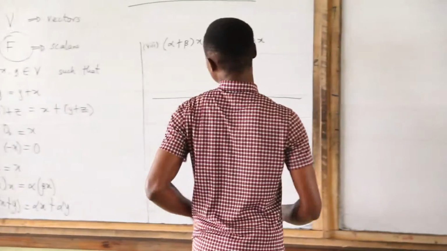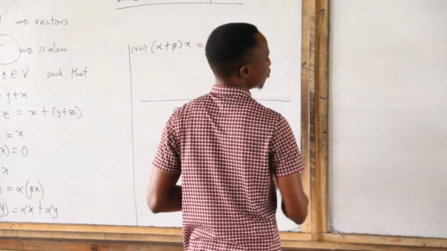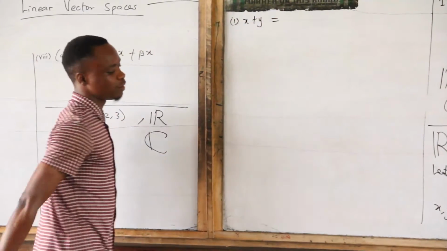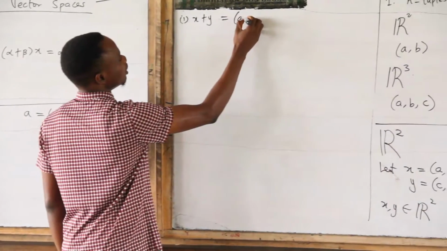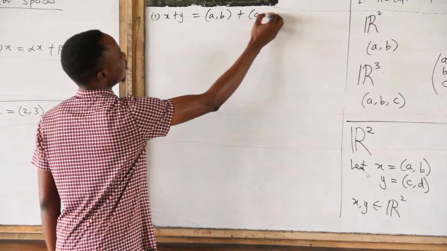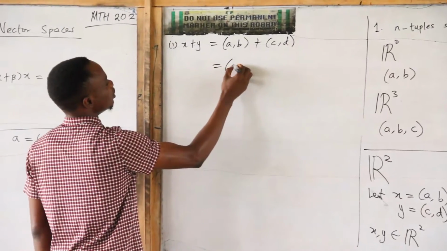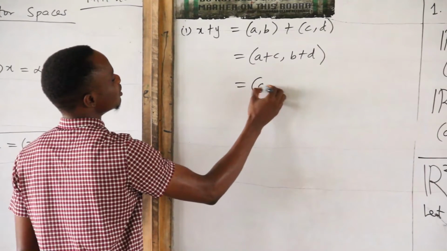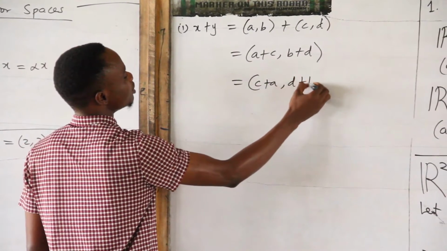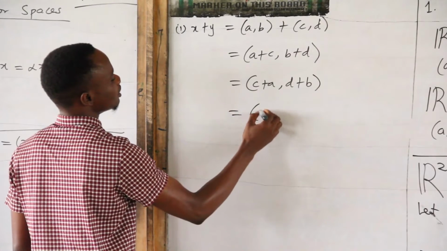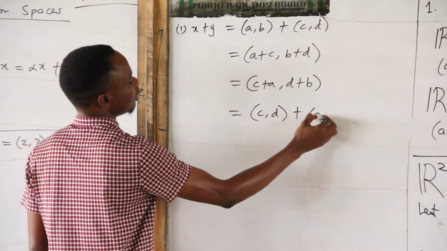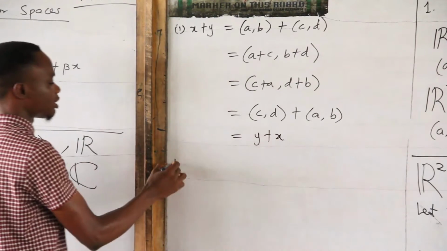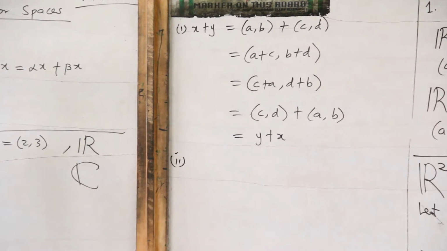So the first one, Roman numeral 1, x plus y is equal to y plus x. So what is x plus y? If you pick the right answer, x plus y will be equal to (a, b) plus (c, d). This will be equal to (a plus c, b plus d). Is it clear? Which is the same thing as writing (c plus a, d plus b). Is it clear? Yes, sir. Which is the same thing as writing (c, d) plus (a, b). Is it clear? Which is equal to y plus x. So obviously it satisfies the first condition.